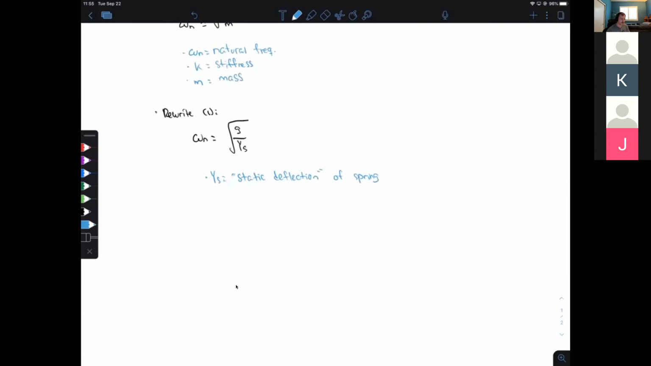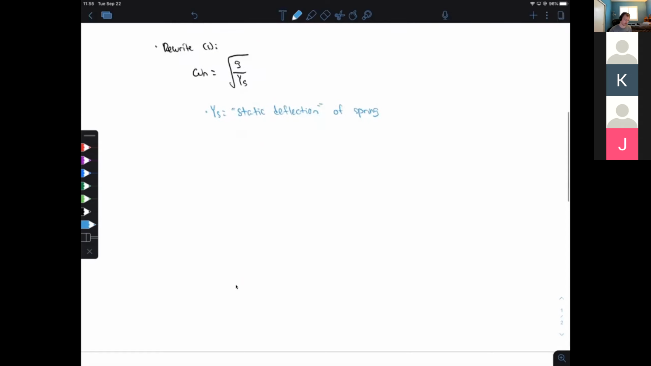Okay, so y sub s, again, is the static deflection of our spring. And this deflection corresponds to the maximum deflection for an applied load. So let's draw a beam here. All right, here's our beam. Here's our load P. If we have that load P, then obviously we're going to have some deflection in our beam. Let's get fancy here. We'll draw a pin and a roller.